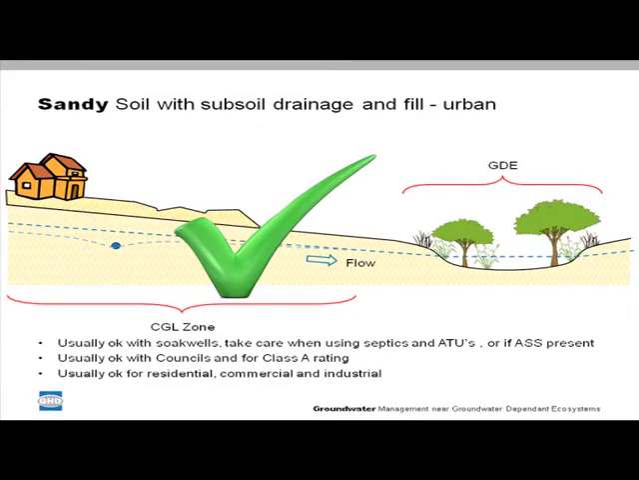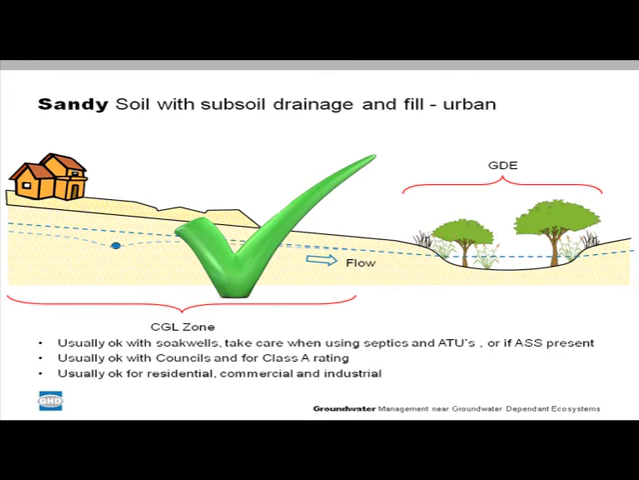This arrangement is usually okay with soak wells, but take care when using septics and ATUs, as they have different groundwater clearance requirements, and they may have an impact on the downstream water quality. That's usually okay for councils and obtaining a Class A rating on your site. It's also okay for residential, commercial and industrial developments.